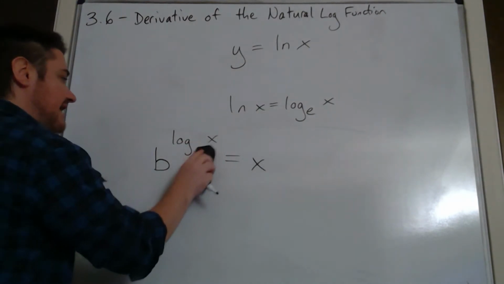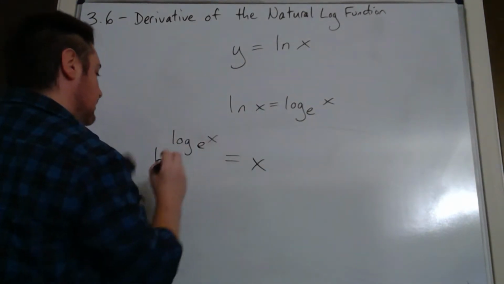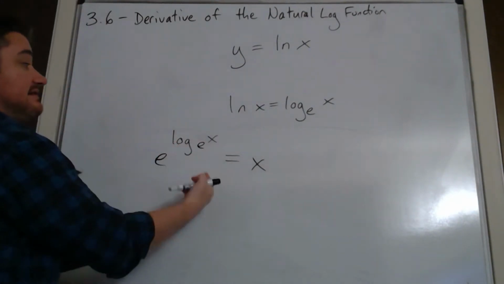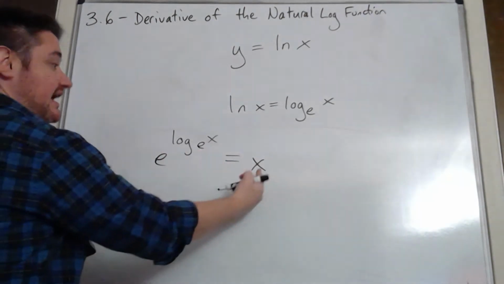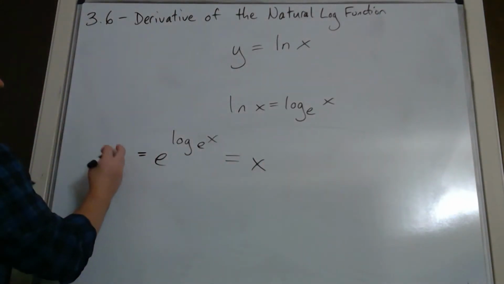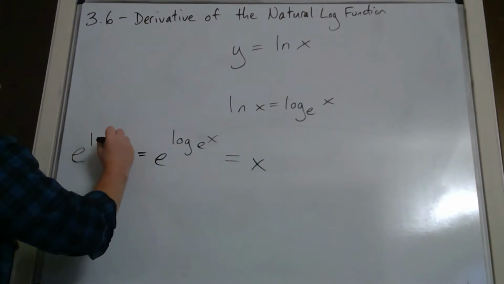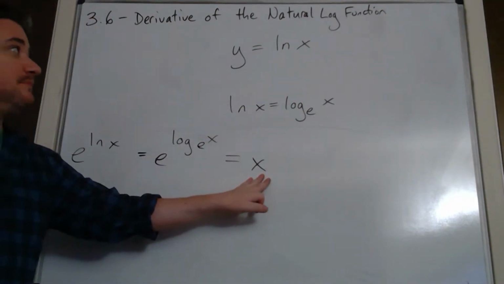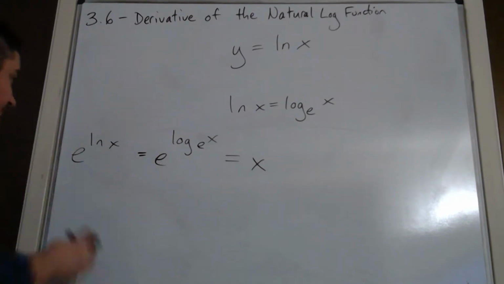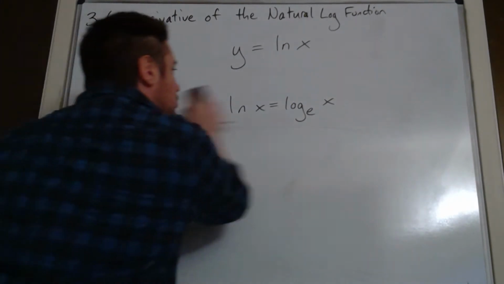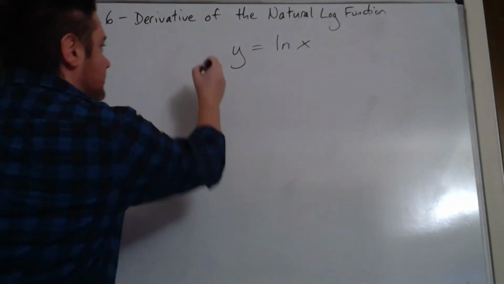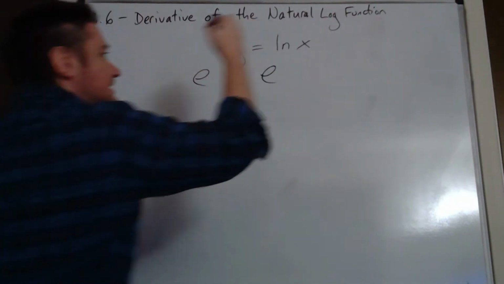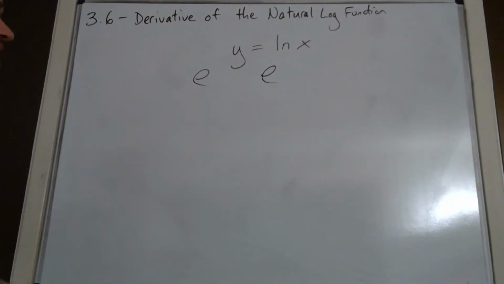Since natural log is log base e, if I take e and raise it to log base e of x, I end up with x. So if I've got e raised to the natural log of x, which is what I'm going to do over here, that's going to turn into an x. Once we've established that, let's do it now. Essentially I want to say e to the y is the same as e to the natural log of x, but I'm going to rewrite it so it looks a little bit neater.